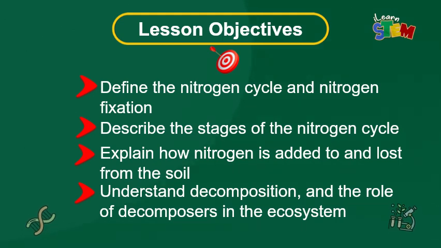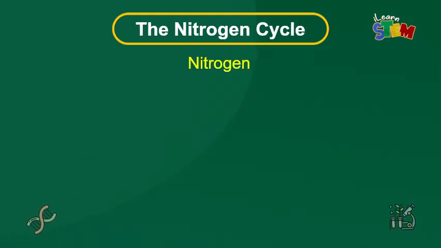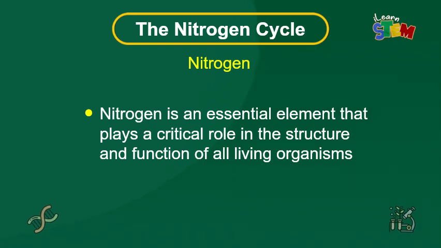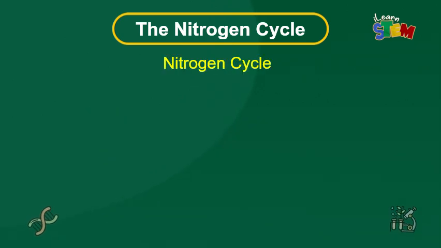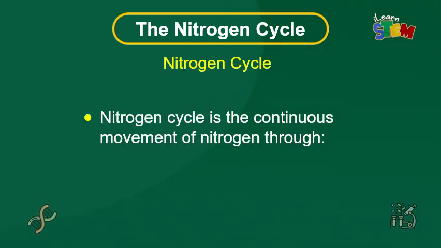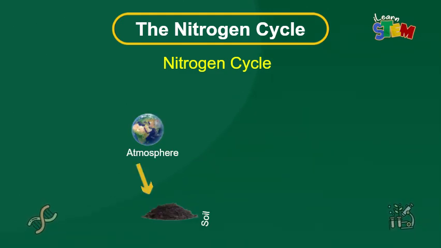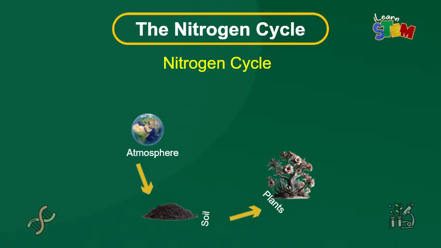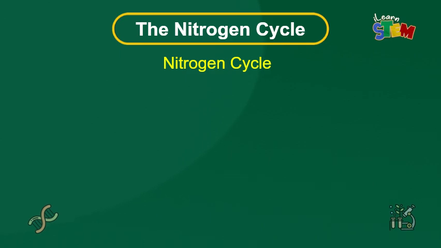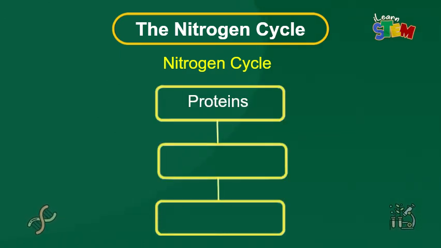Before we proceed, let's define nitrogen. Nitrogen is an essential element that plays a critical role in the structure and function of all living organisms. Now, let's look at the nitrogen cycle. The nitrogen cycle is the continuous movement of nitrogen through the atmosphere, soil, plants, animals, and back to the atmosphere. Nitrogen is essential for building all living organisms' proteins, enzymes, and DNA.